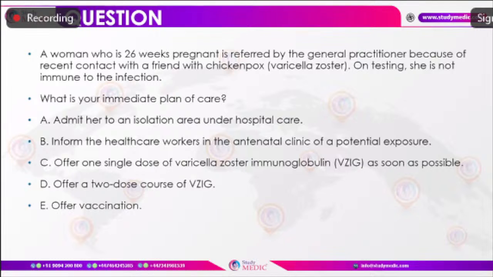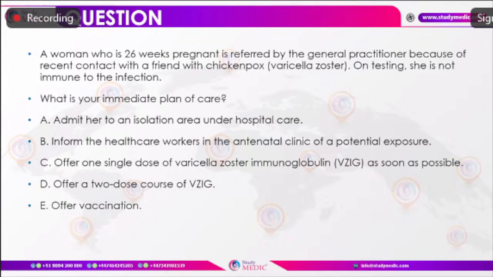Coming to another question, we have a woman who is 26 weeks pregnant and she's referred by the general practitioner because of a recent contact with a friend who has had chickenpox. On testing, she's not immune to the infection. What are we going to do for her?